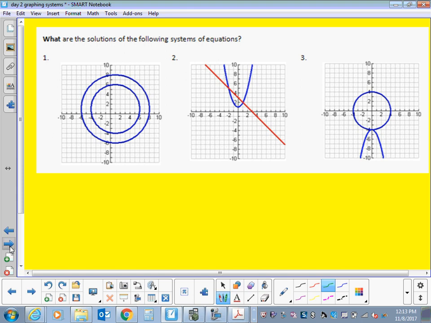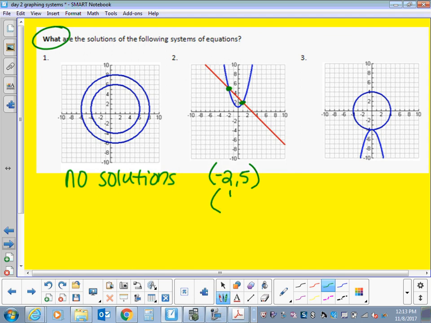What are the solutions of the following systems of equations? Now they're asking me what they are. They don't want to know how many, they want to know what the solutions are. Number 1, do I have any solutions? No, they're not touching. Number 2, what are my solutions? What's that point? Negative 2, 5. And what about this point here? 1, 2. So those are my 2 solutions for number 2.